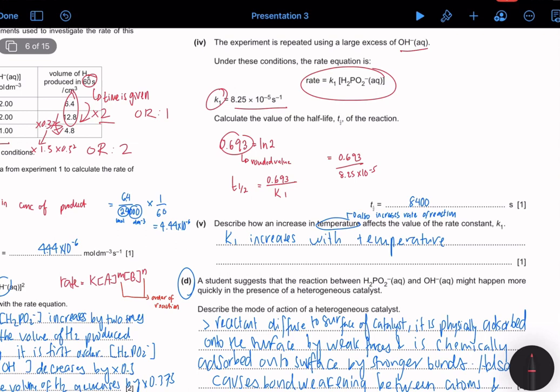Alright, question V. Describe how an increase in temperature affects the value of the rate constant. Again, this one is very straightforward. k1 increases with temperature, and an increase in temperature also increases the rate of reaction. That's why k1 is directly proportional to your temperature.